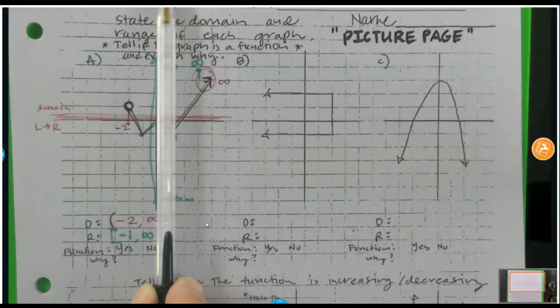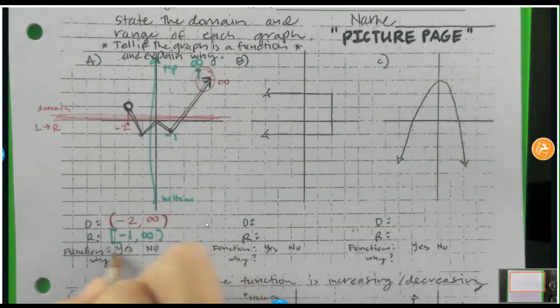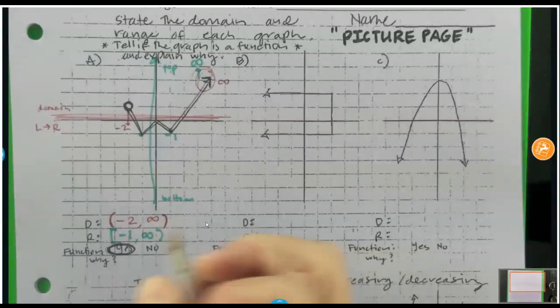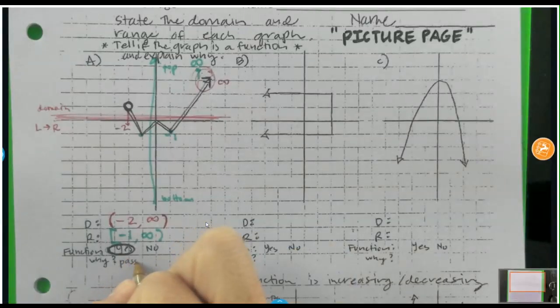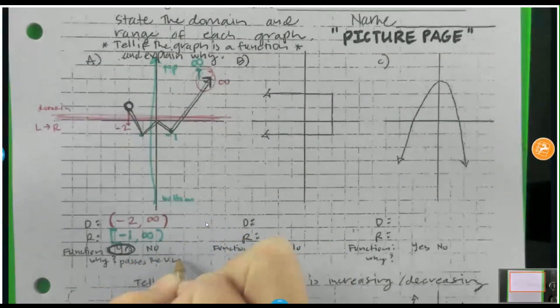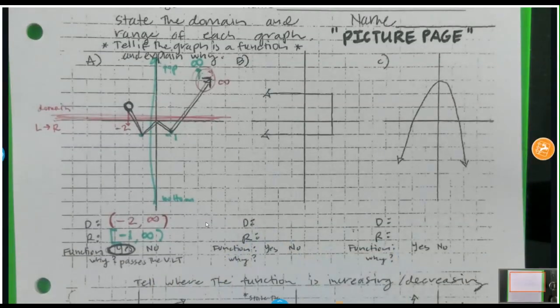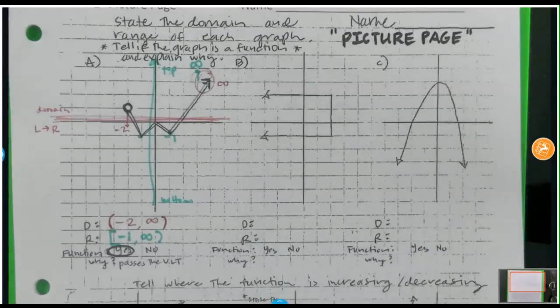No. So yes, this is a function, circle yes. And the reason is that it passes the VLT. This is a function, and the reason is that it passes the vertical line test. If it were not, you would say it fails the vertical line test.